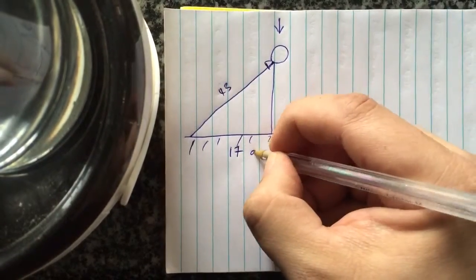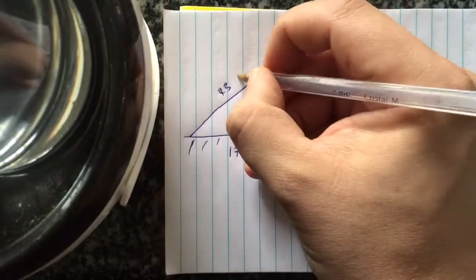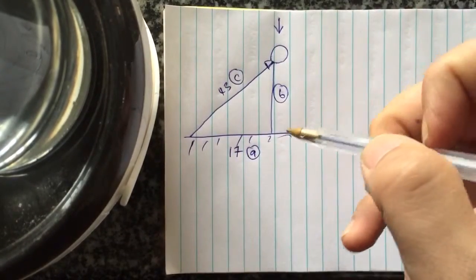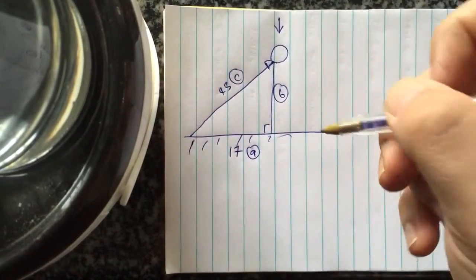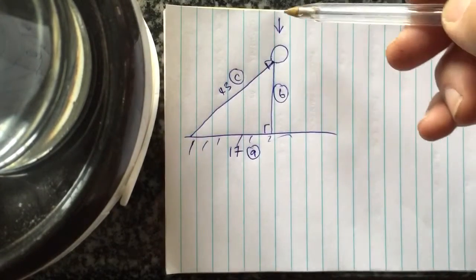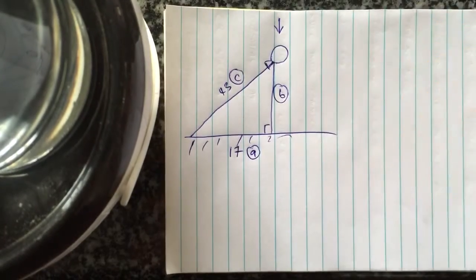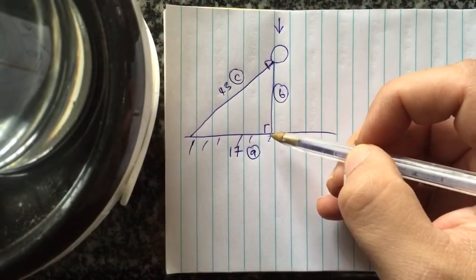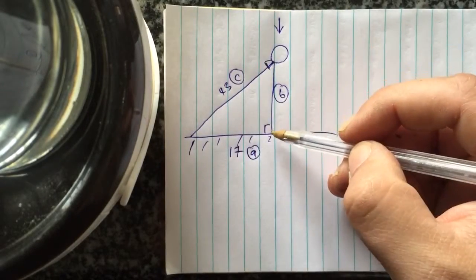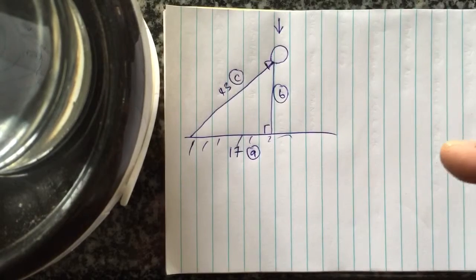So if we call this A, we call this side B, and the hypotenuse is always C. Hypotenuse is just the longest side from a right angle triangle. We know that with the ground, we're assuming that the ground and the shadow coming down from noon is at 90 degrees. That's what they're basically saying. So the opposite side from the 90 degrees is always called the hypotenuse.